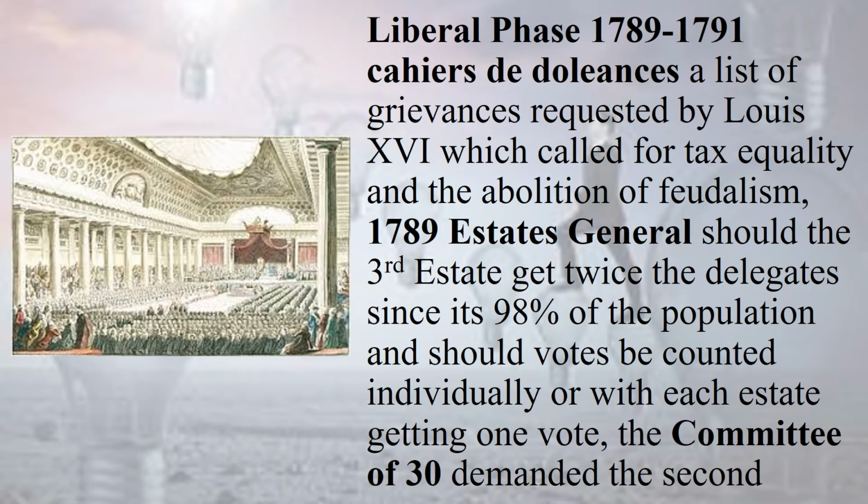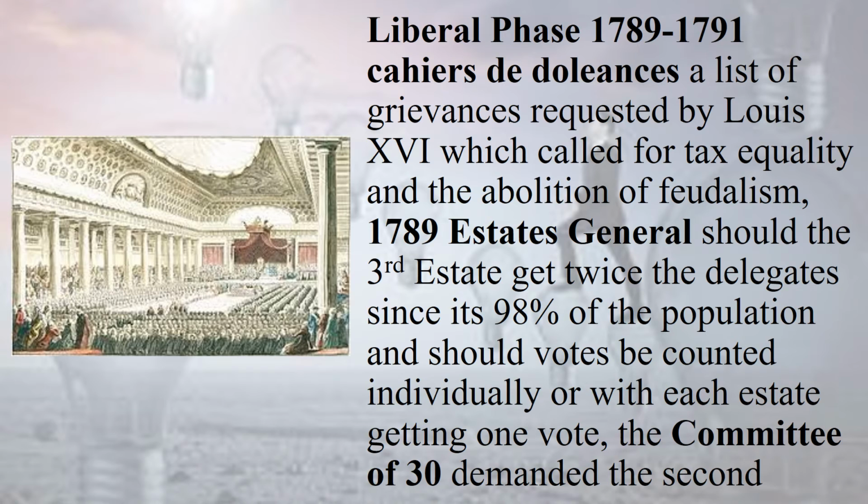The liberal phase of the French Revolution. You had the Cahiers de Doléances, a list of grievances requested by Louis XVI. This is something that calls for tax equality, so that everyone paid their fair share of taxes, and the abolition of feudalism. Basically, an attempt to modernize France to what England was, and some of their surrounding nations.